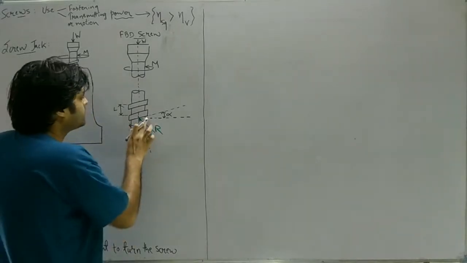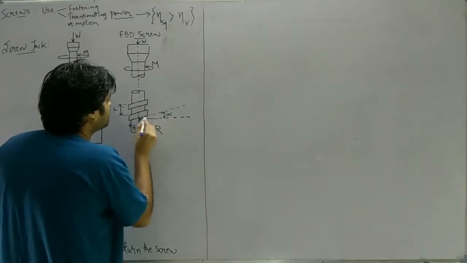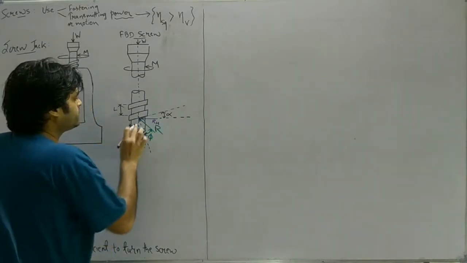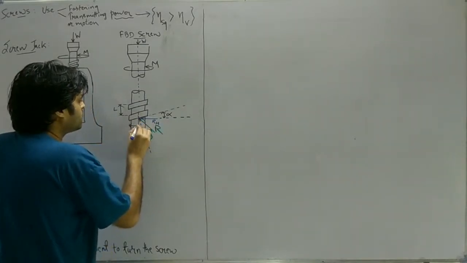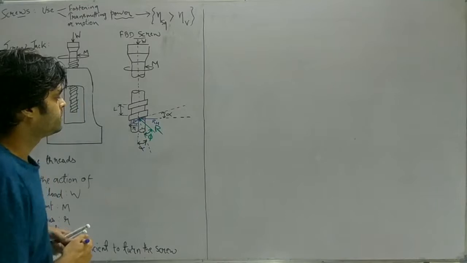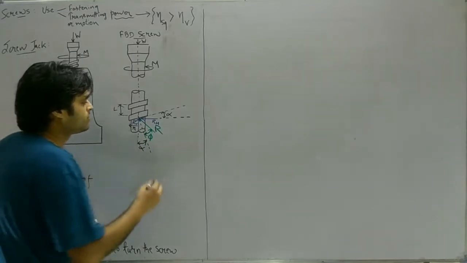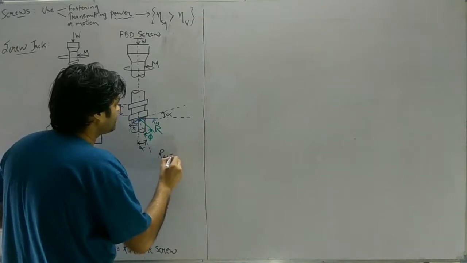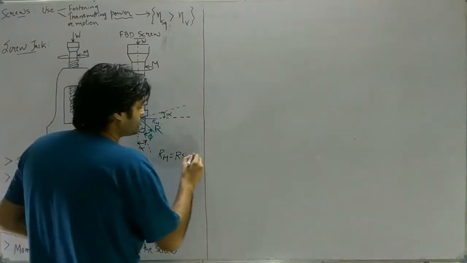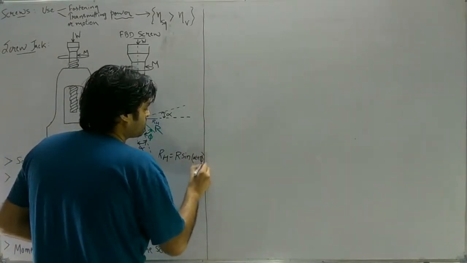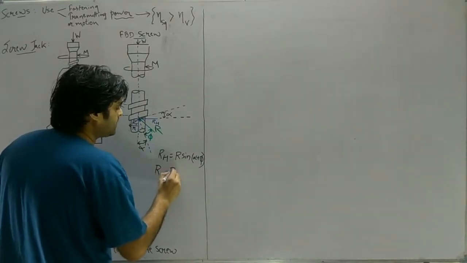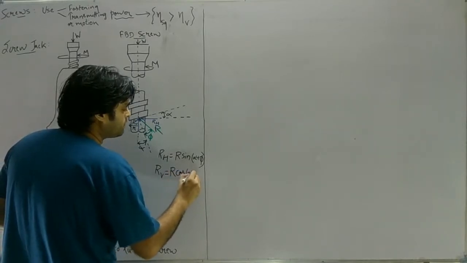Now we see here that R has two components. This is the horizontal component and this is the vertical component. The horizontal component is RH and it is equal to R sine of alpha plus phi, and the vertical component is nothing but R cos of alpha plus phi.